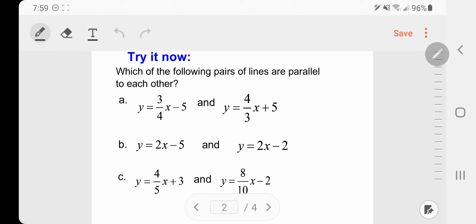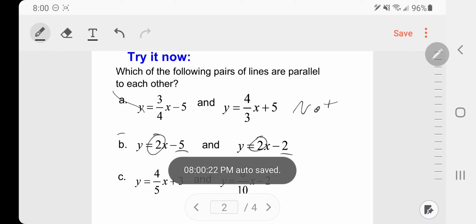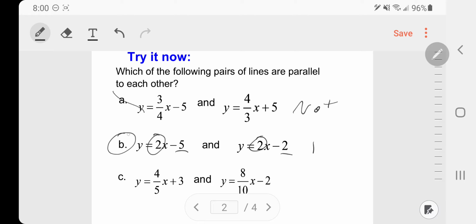Okay, so just a quick example. Which of the following pairs of lines that we see here are parallel to one another? A, we have 3/4 as the first slope and 4/3 as the second slope. Same numbers, but they're not the exact same slope here, so A will not be parallel. Okay, the second one, we have y equals 2x minus 5, and we have y equals 2x minus 2. Both have a slope of 2, both have a different y-intercept, so this one would be parallel.